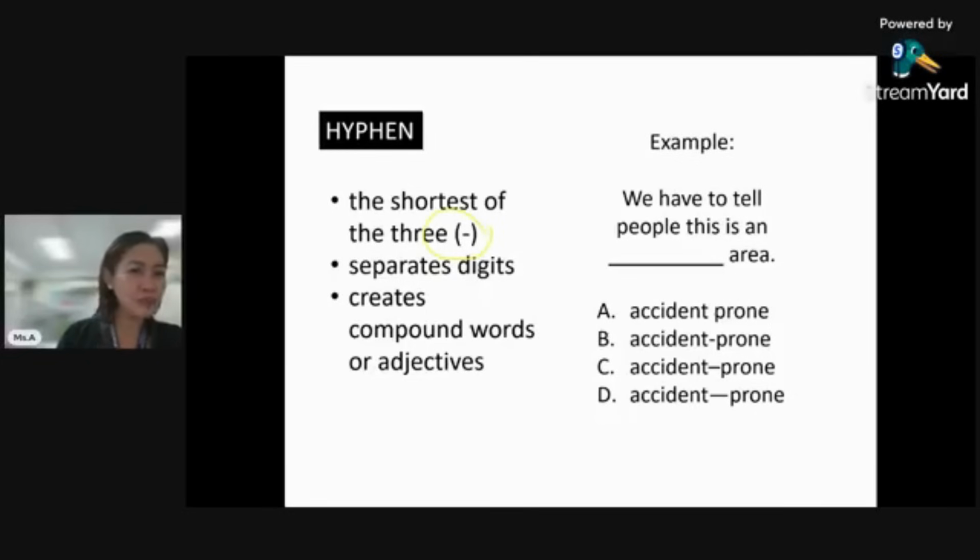Okay? The shortest of the three separates digits, okay? And also creates compound words or adjective. Oh, may sagot agad. Ang galing naman. Okay. So, for example, we have to tell people this is an blank area. Okay? Accident prone. Kailangan po ba na merong hyphen, or rather, walang hyphen? Letter B, accident hyphen prone. Letter C, accident N hyphen prone. Letter D, accident M hyphen prone.